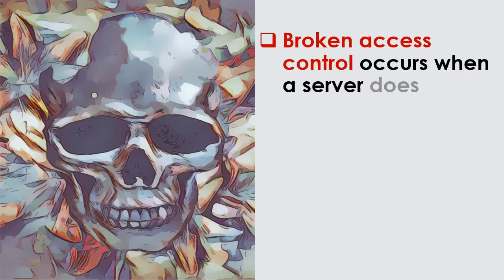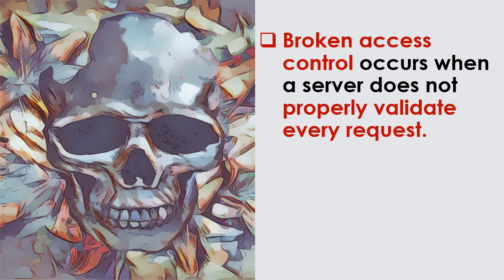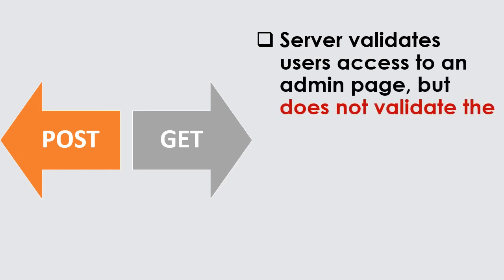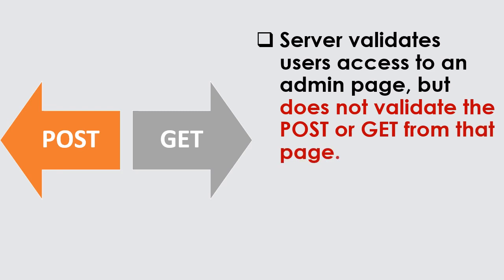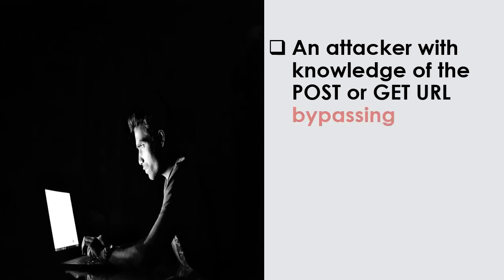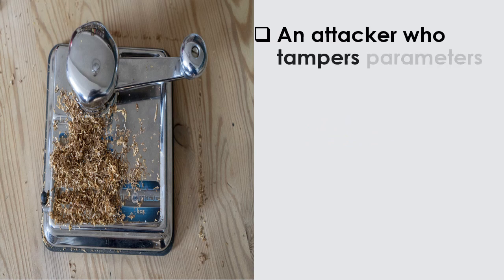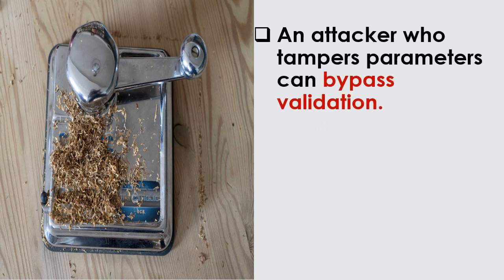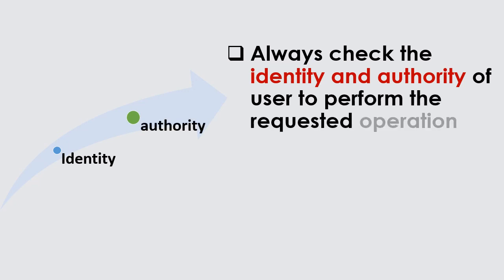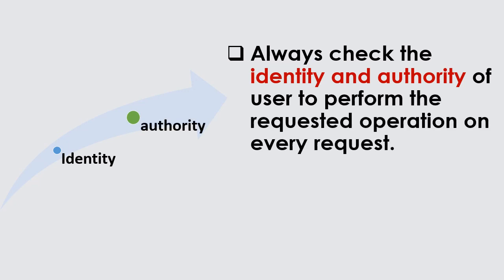Broken access control occurs when a server does not properly validate every request. Server validates admin page but does not validate the POST or GET from that page. An attacker with knowledge of the POST or GET URL bypassing the validation. An attacker who tampers parameters can bypass validation. Always check the identity and authority of user to perform the requested operation on every request.